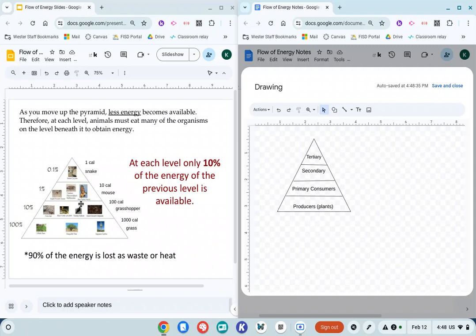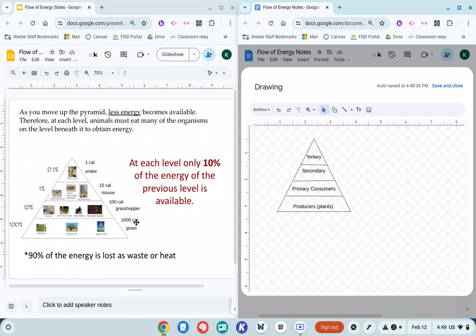At each level, only 10% of the energy stored at each level gets passed up to the level right above it. So if we have 100% of the energy, they get all of that energy from the sun. 90% of that energy gets lost to either organisms that don't ever get eaten and they just die of natural causes, and that energy never gets passed to the consumer above it. Or in waste or in heat. So we have 10% at the primary level, 1% at the secondary level, and then 0.1% at the tertiary level.